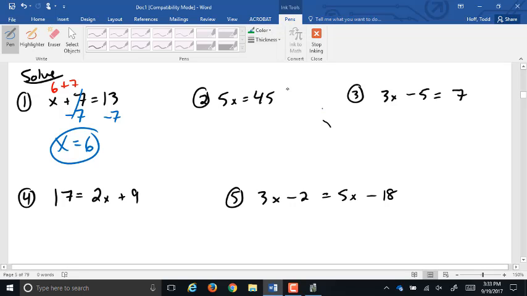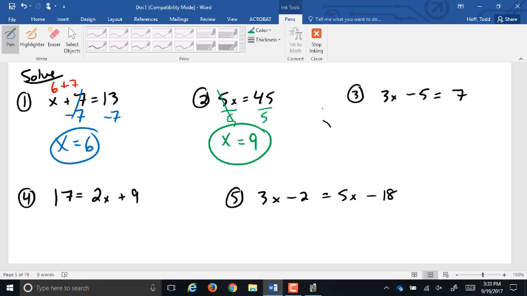Number 2 here, 5x equals 45. What do we have to do to solve that for x? We have to divide by 5. Very good. Making sure we do it to both sides. X equals 9. The next one, 3x minus 5 equals 7.